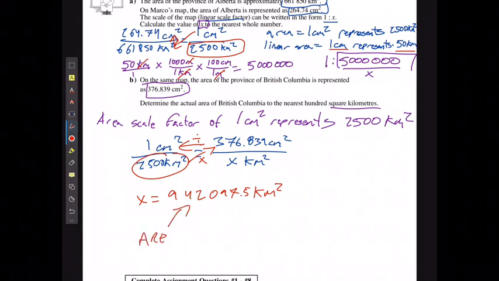And that's my area of BC. If I'm doing it to the nearest 100 square kilometers, then I'm going to round to the 100th spot here: 942,100 kilometers squared.